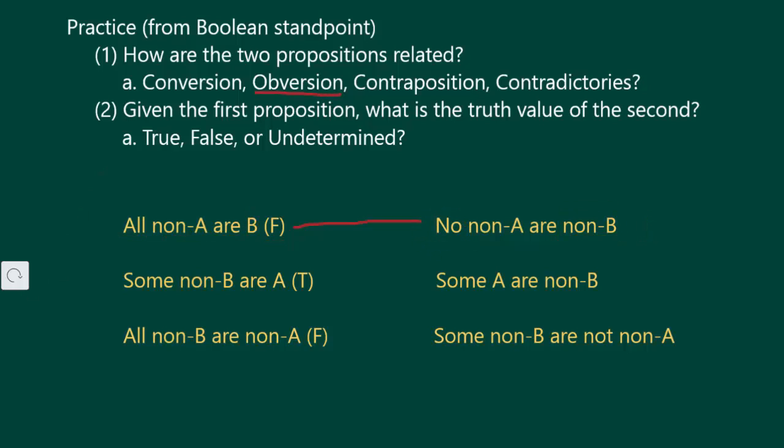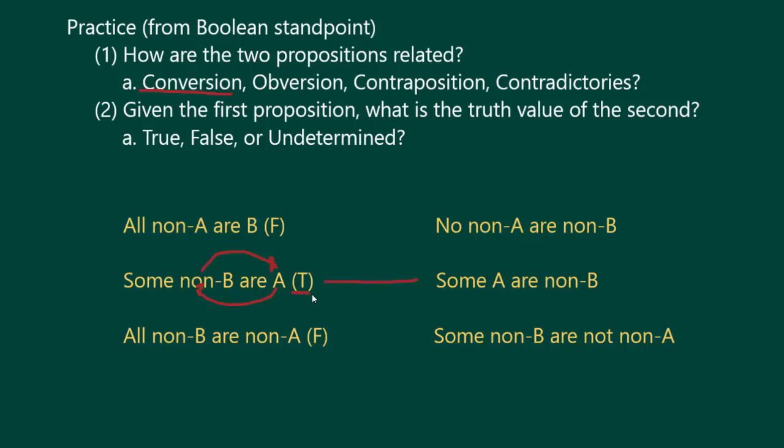So now let's look at the next pair of propositions. Some non-B are A, some A are non-B. Ask yourself how those are related. The correct answer is conversion, because all we have done with the statement on the right is to switch out the subject term with the predicate term and the predicate term with the subject term. So we get some A are non-B.